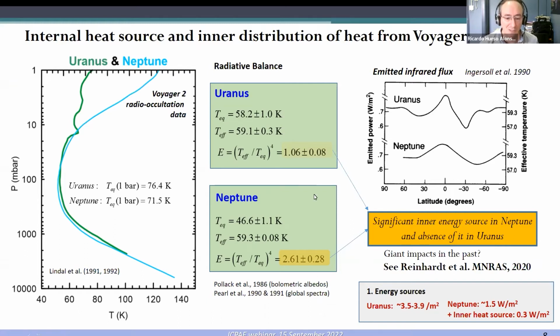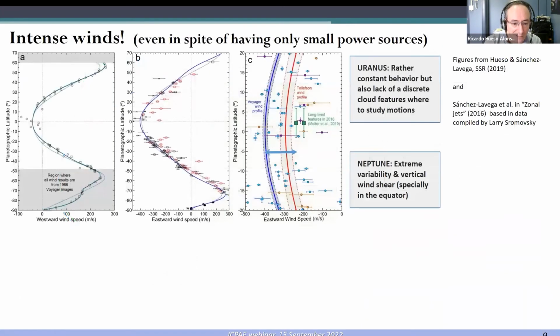We know this because of the differences between the equilibrium temperature of the atmosphere and the effective temperature at which we are observing the radiation coming from these planets. In both planets, we have fast rotation, geostrophic equilibrium, and strong winds, and these winds are very, very fast. Although we have these very small amounts of energy coming to the planets, Neptune is the planet with the fastest wind jets in the solar system, 400 meters per second to the west.